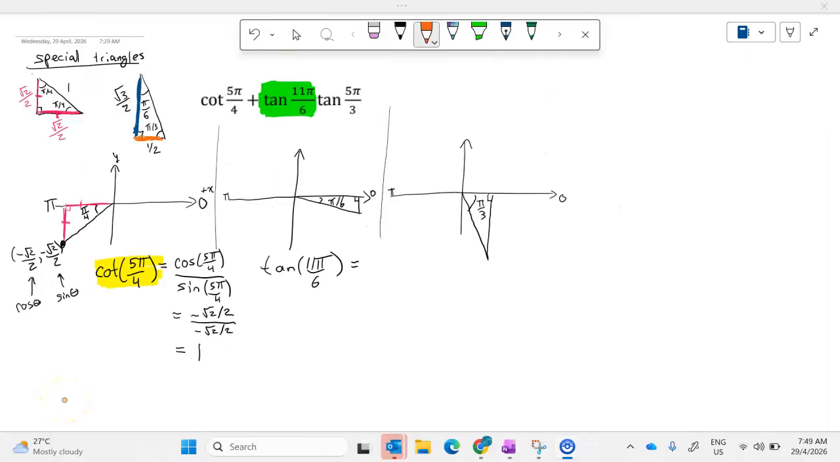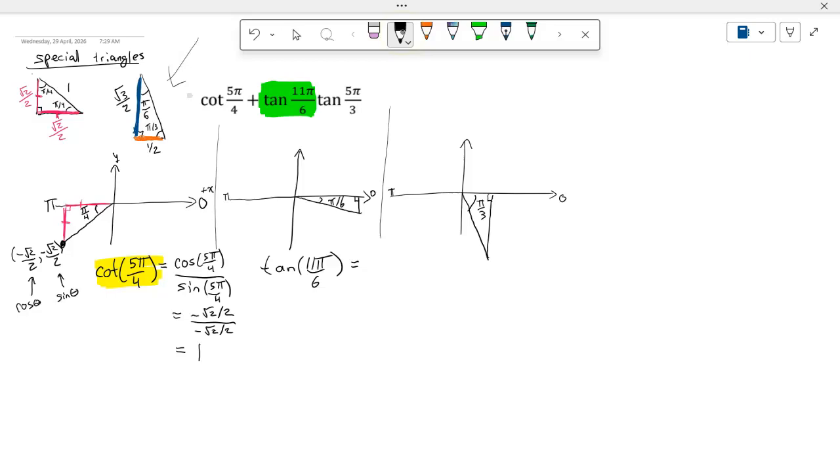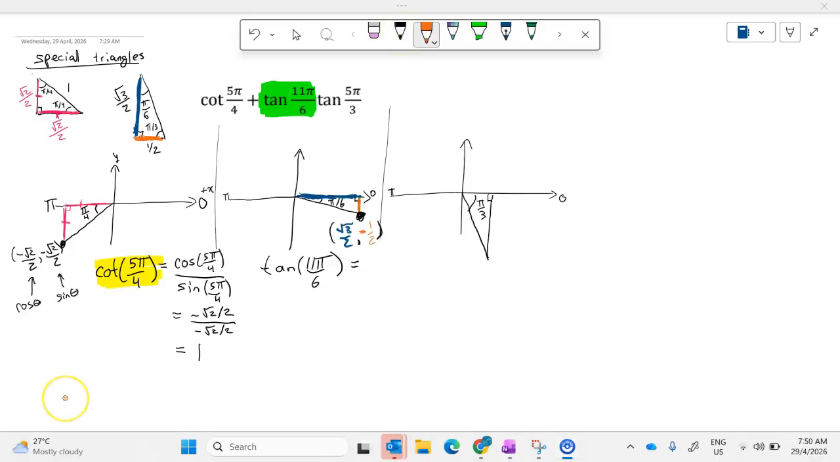For the other two triangles, they have radian of pi over 6 and pi over 3. So we use this special triangle. You can see that it has a long side and a short side. The long side would be square root of 3 over 2, so that's my x value, and the short side is 1/2. Because I'm below the x-axis, it has to be negative. So we have the coordinates of this point. Therefore, we can find the tangent.